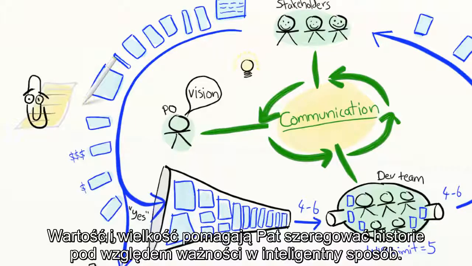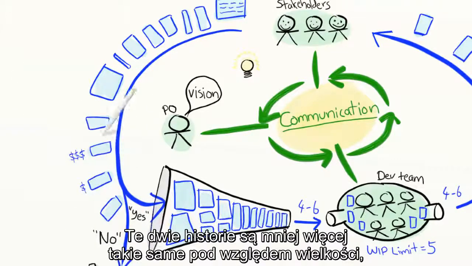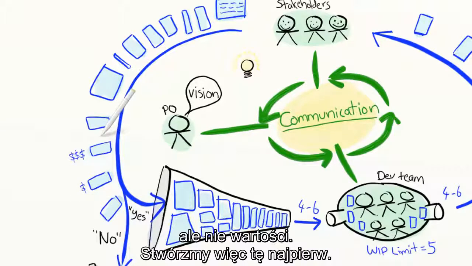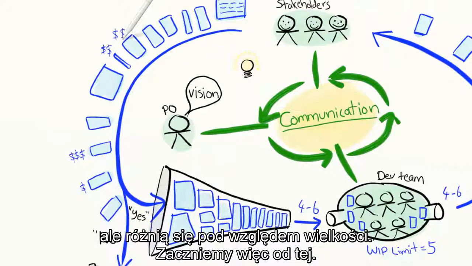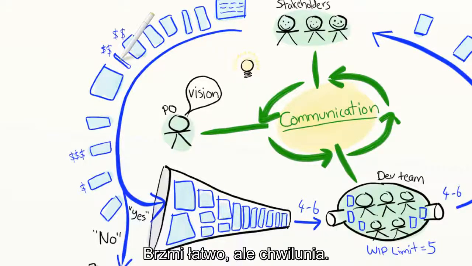Value and size is what helps Pat prioritize intelligently. Like here, these two stories are roughly the same size, but have different value. So build this one first. And over here, these two stories have roughly the same value, but different size. So build this one first, and so on.